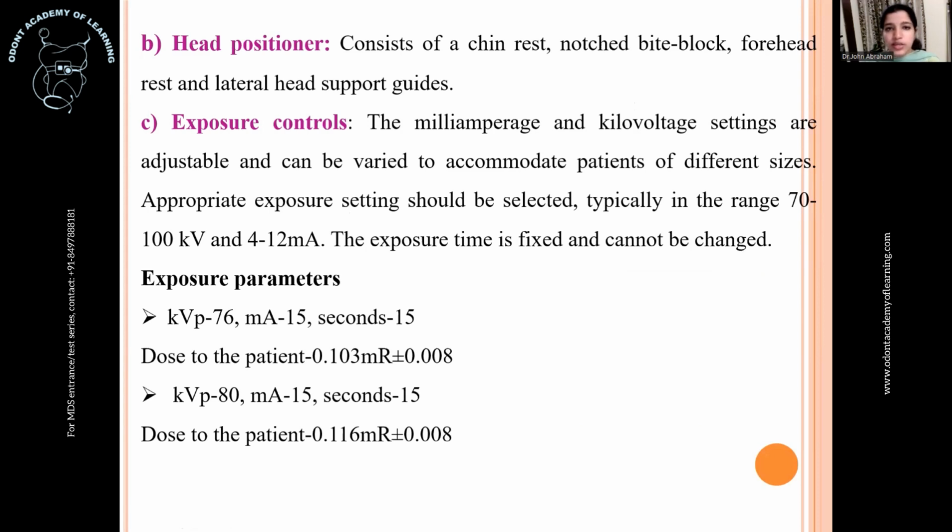And next is your exposure controls, that is the milliamperage and kilovoltage settings are adjusted and varied to accommodate patients of different sizes. Appropriate exposure settings should be selected, typically in the range of 70 to 100 kV and 4 to 12 milliampere. And these are the exposure parameters. If you have 76 kVp and 15 milliampere with an exposure of 15 seconds, the dose to the patient is around 0.103 milliroentgen.